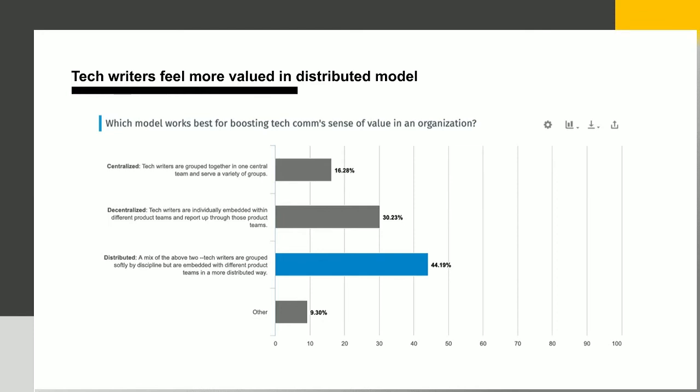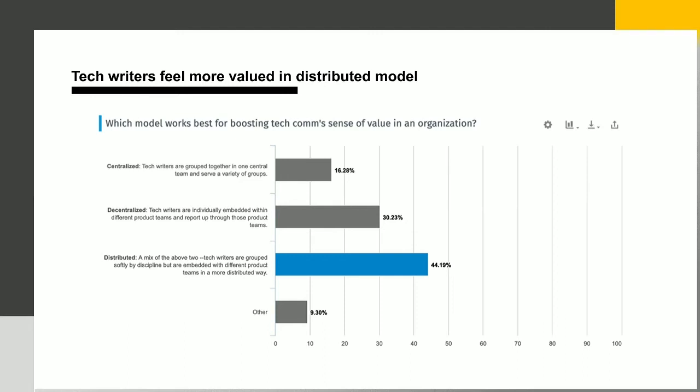Yeah, so I was really curious to know if there was any correlation between an organization's model, centralized, decentralized, or distributed, and the tech writer's sense of value to the organization. For example, in the distributed or hybrid model, do tech writers feel more value to the organization? In general, they do feel a little bit more valuable. You can see that 44% of people felt that model works best, whereas fewer people like the other models.